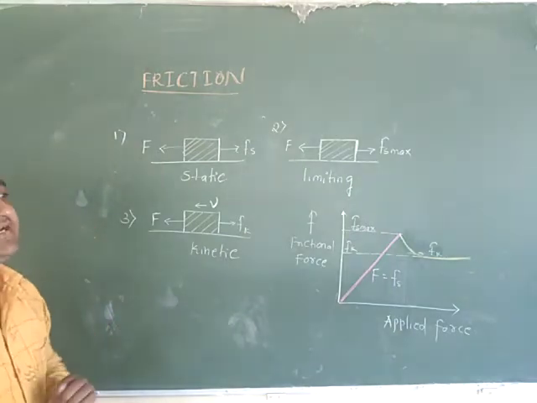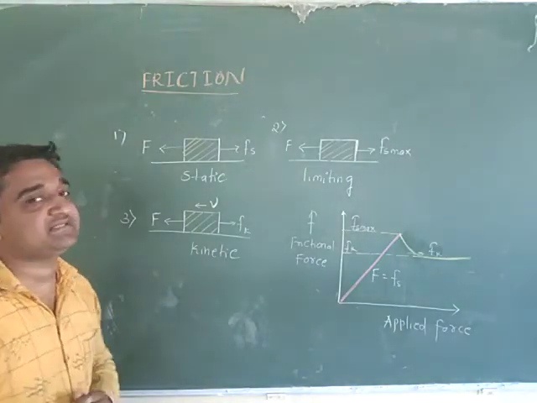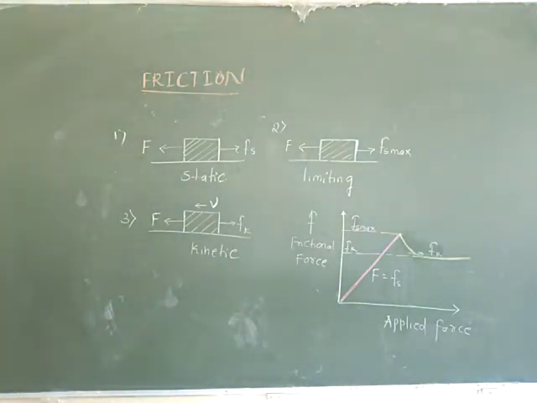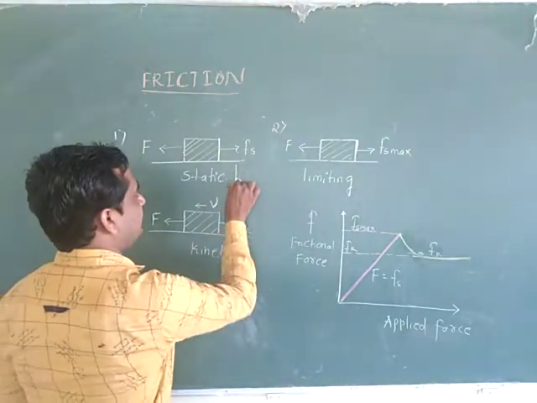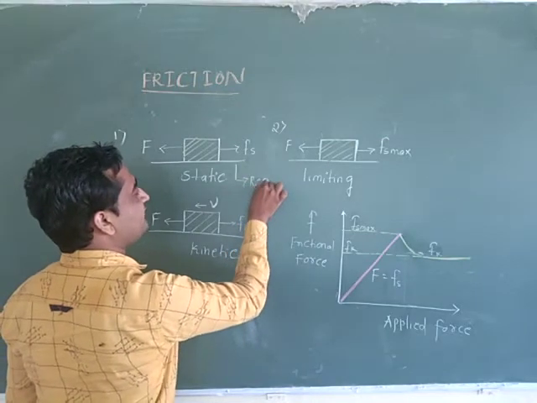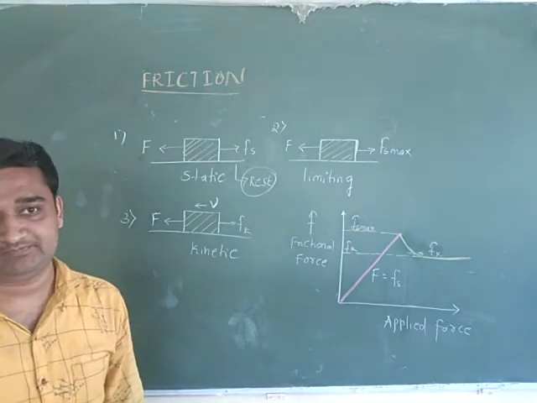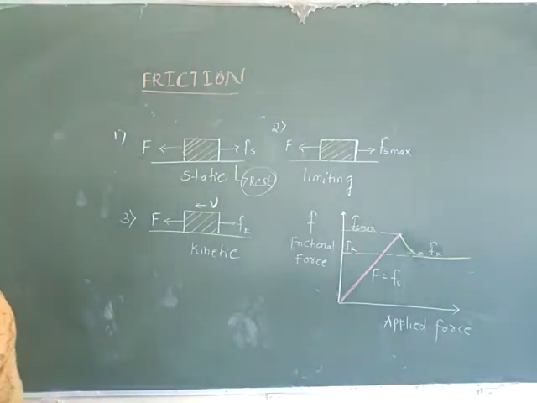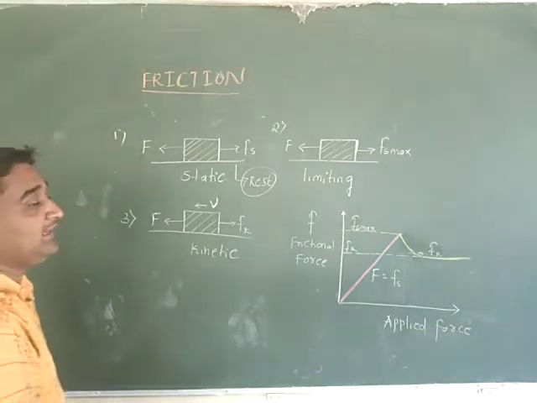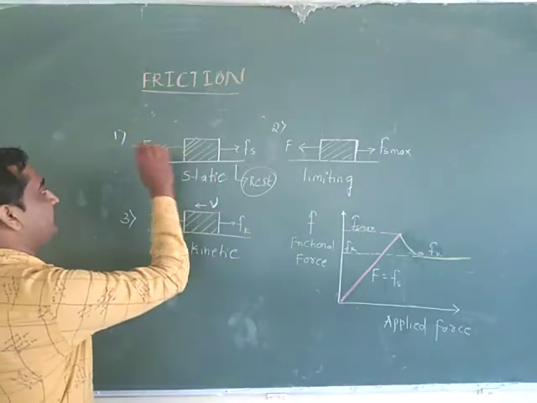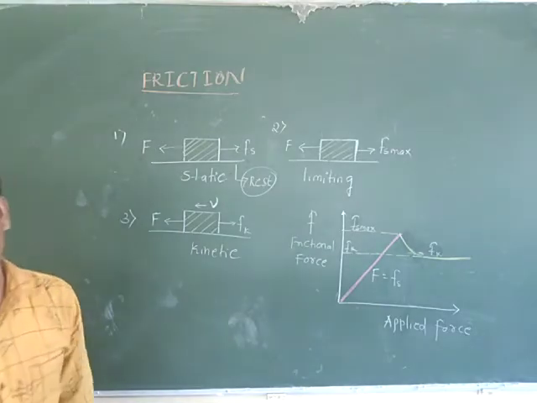Now, what is meant by static friction? The friction between the two bodies when they are at rest. The friction between the two bodies in contact and when they are at rest, that is called as what? The static friction, right?